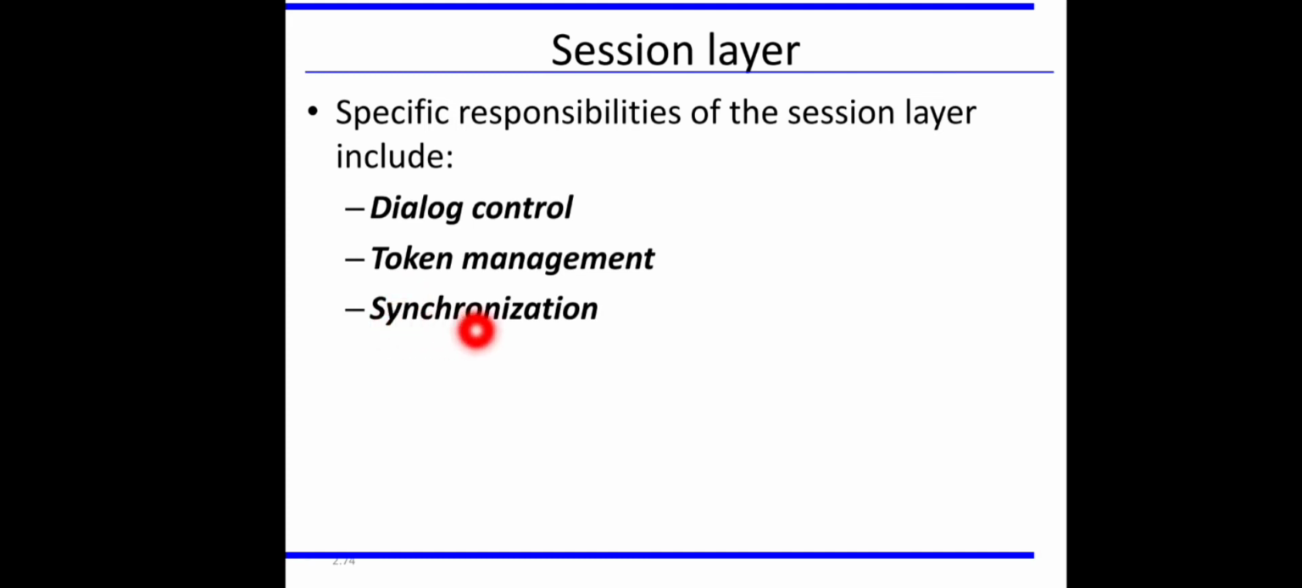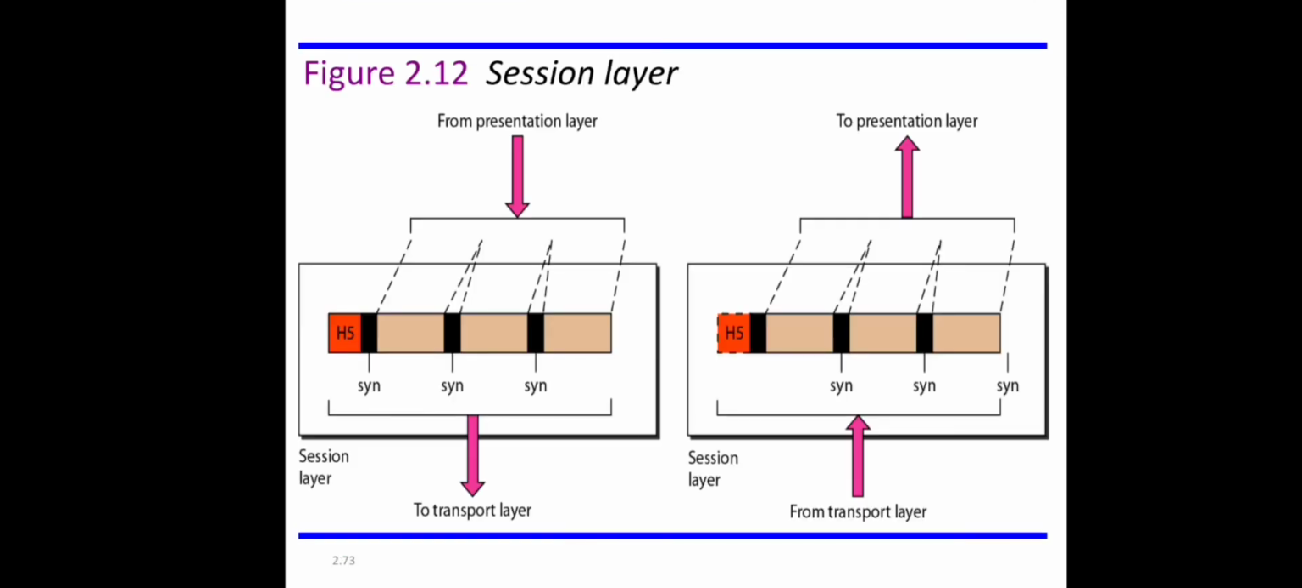The next functionality is synchronization. The session layer achieves synchronization using checkpoints. Some synchronization information will be inserted in between the data received from the presentation layer. We can see the benefit of inserting these checkpoints using an example. Just for example, a system is sending a very large file, say 2000 pages, and the system is inserting a checkpoint after every 100 pages.